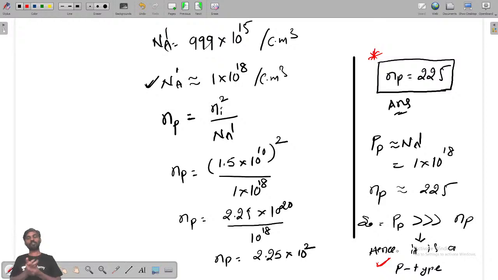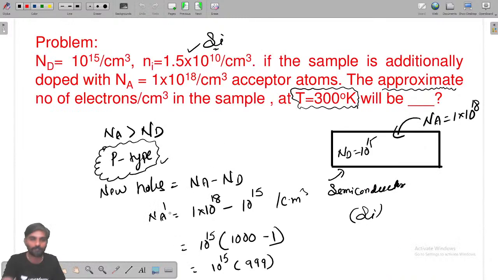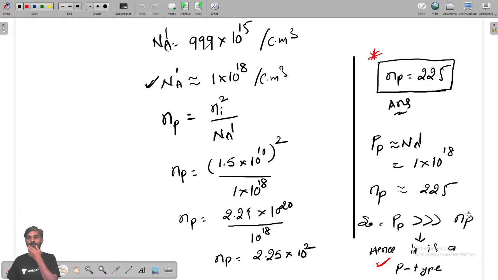Cross check. You can cross check the answer. As you assume that initially it is P type. Is this assumed P type or not? So in the next step, by calculating the value of NP, we can prove that it is a P type only. This is very much important.